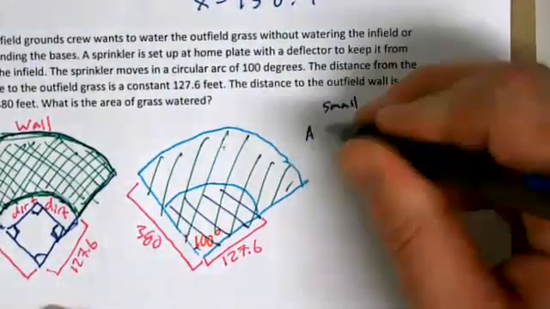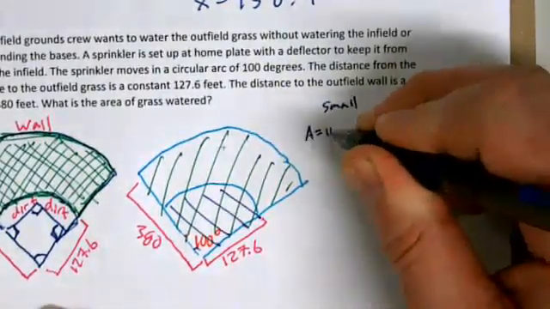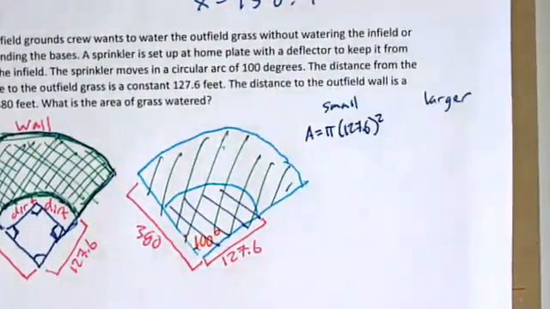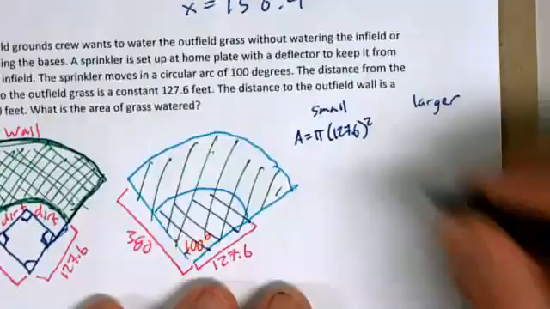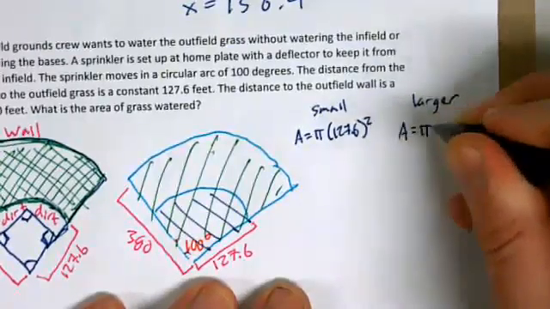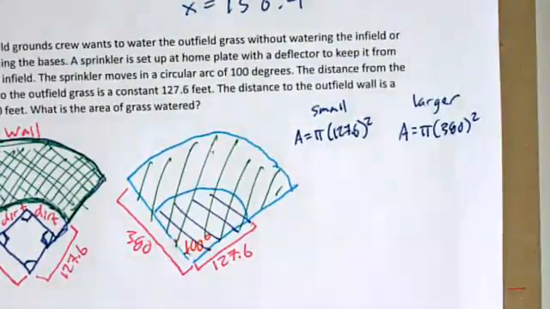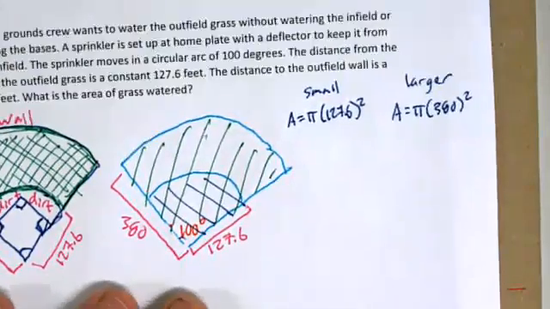For my smaller one, it's pi r squared, so pi times 127.6 squared. And for the larger one, it's still pi r squared, but r is now 380. Both of them have an angle of 100 degrees. I think we should be pretty good to set up and solve a proportion.